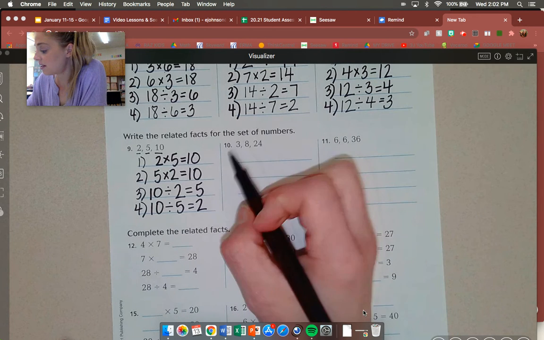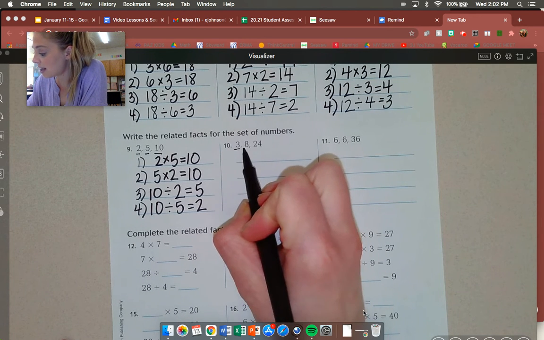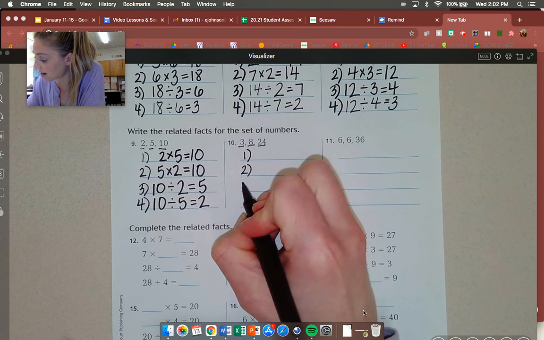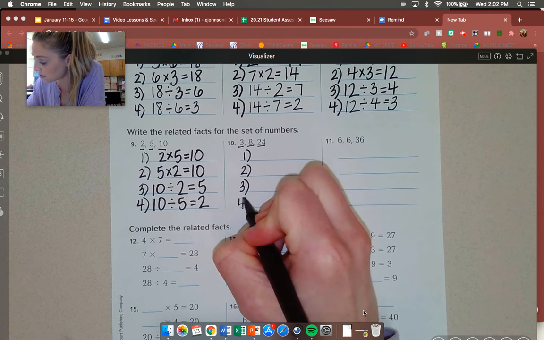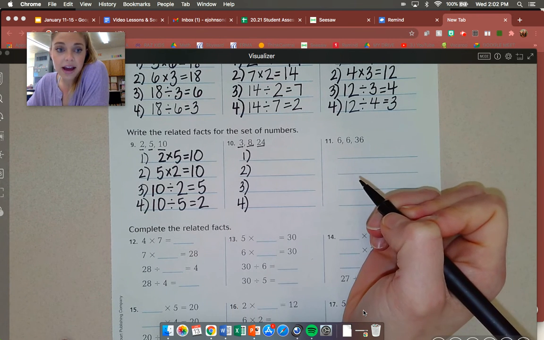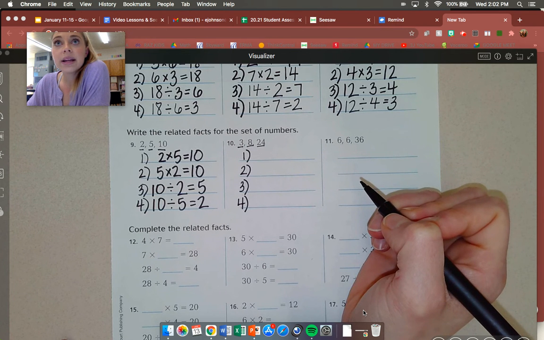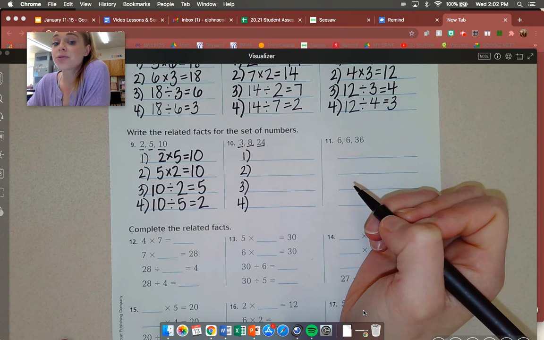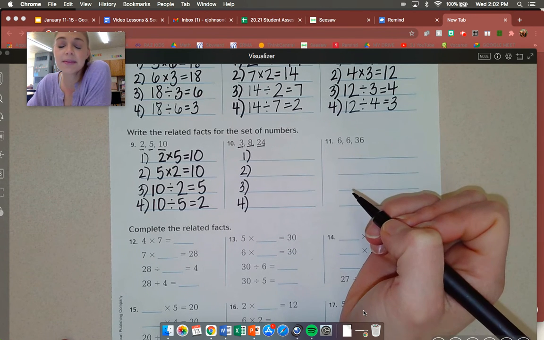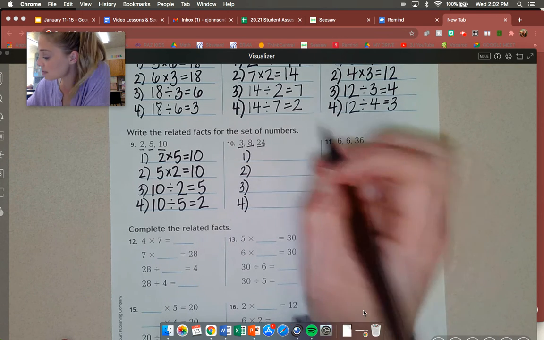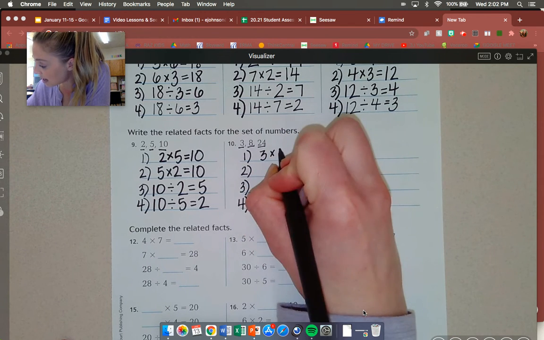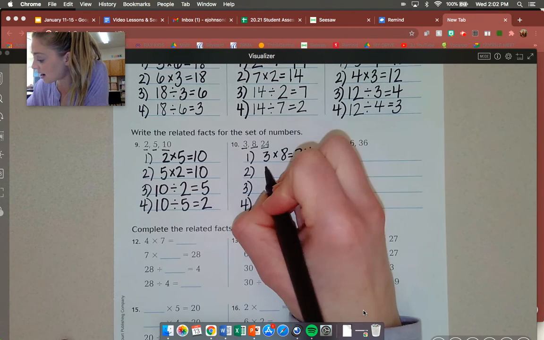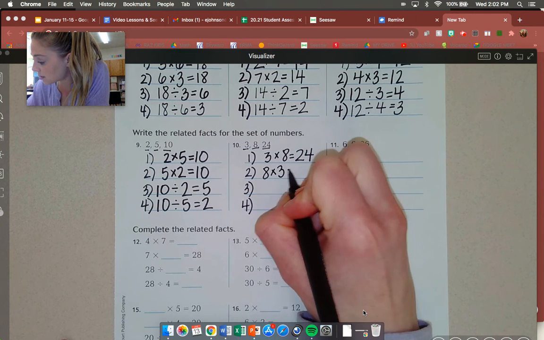Next, we have the fact family of 3, 8, and 24. I'm going to write 4 facts, 4 equations here, starting with multiplication. Well, if I have 3, 8, and 24, what is a multiplication fact I can use? If you're thinking 3 times 8 equals 24, or 8 times 3 equals 24, you're correct. I'm just going to say 3 times 8 equals 24, and then I will flip-flop the 3 and the 8 for the next one. 8 times 3 equals 24.